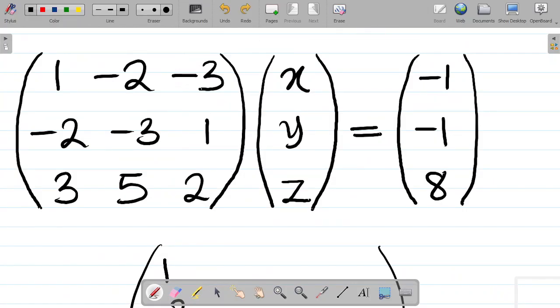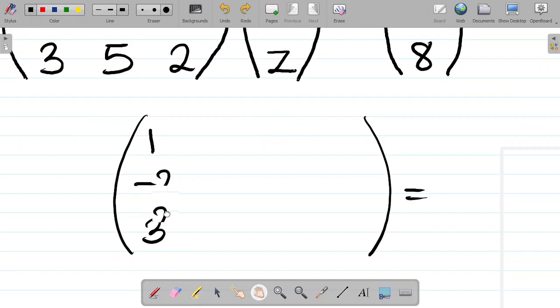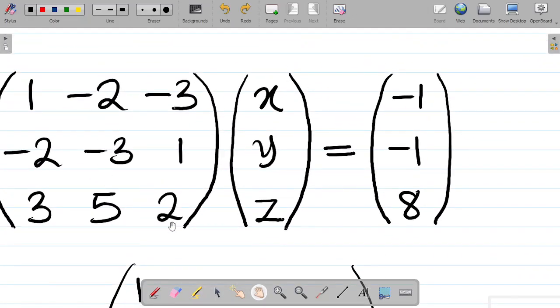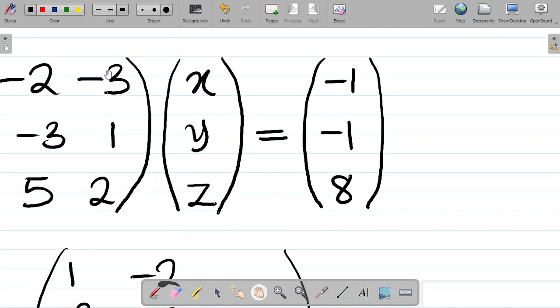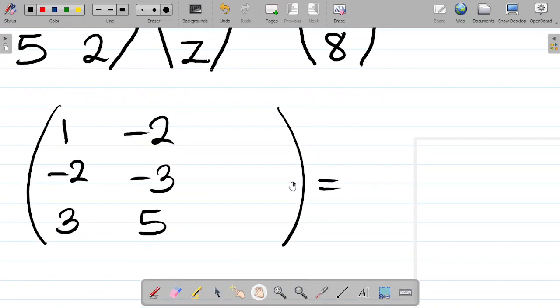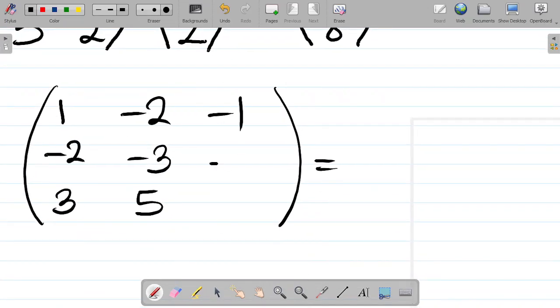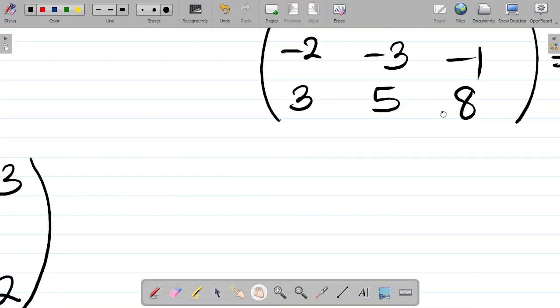I'll just come here and write this 1, minus 2, 3, which is this. Then minus 2, minus 3, 5. So I have this as minus 2, minus 3 and then 5. Finally, replace the last column by minus 1, minus 1, 8. So I have this as minus 1, minus 1, 8. So this will be equal to lambda z. I have lambda z as 1, minus 2, minus 1, minus 2, minus 3, minus 1, and then 3, 5, 8. Okay, so I'll go and look for the determinant of this.